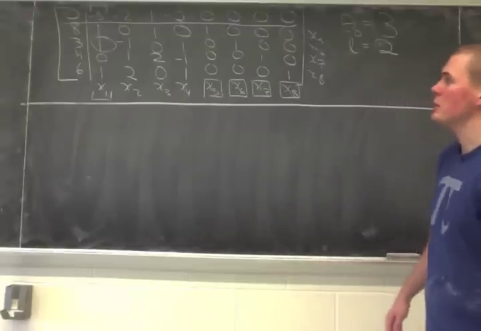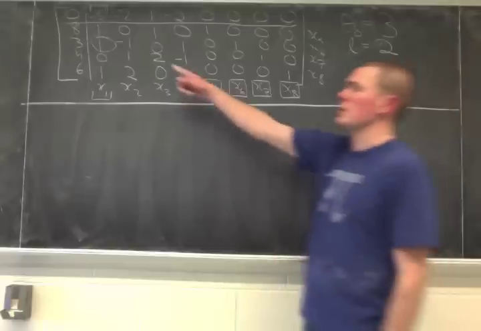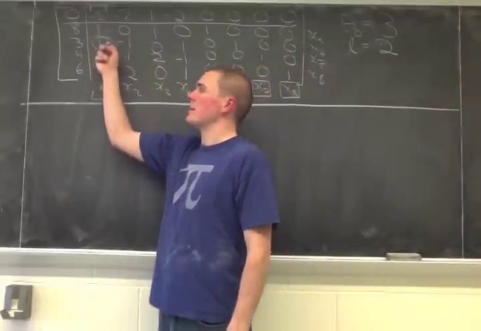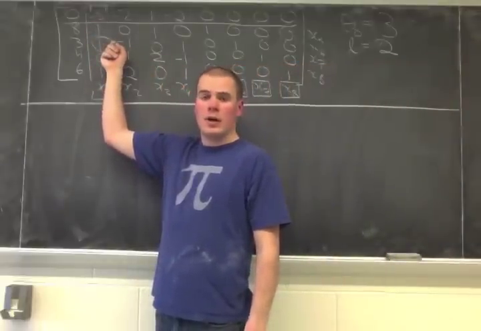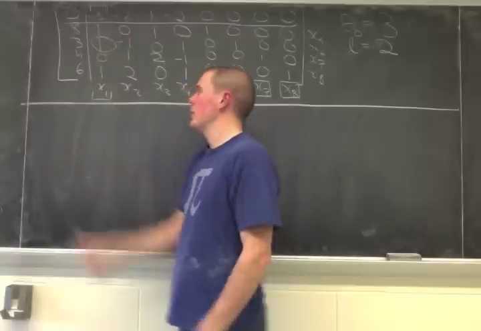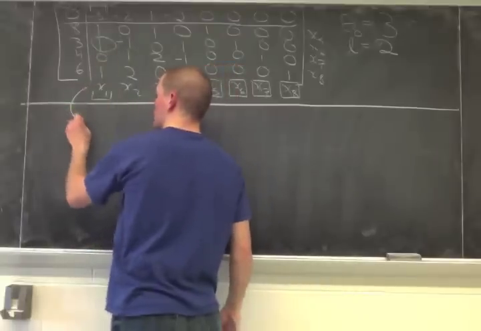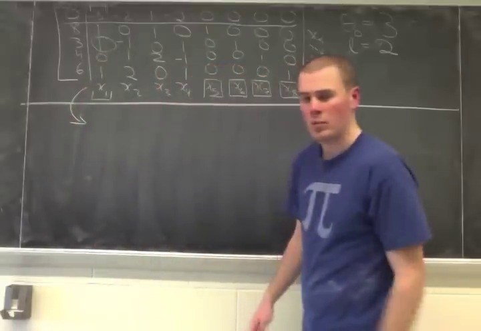And now I need to perform row operations such that this is a standard basis vector, that this is the only non-zero entry in the matrix. And we're going to perform those row operations to make a new tableau below.